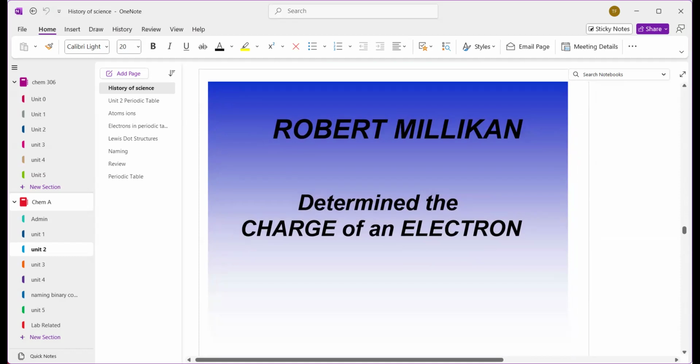All charges have a value. It's called coulombs, and the more coulombs, the bigger the charge. So Millikan determined the charge of the electron. It's a very famous experiment called the oil drop experiment. Basically, he took a drop of oil and suspended it in a vacuum so it didn't go up or down. And he was able to figure out what the charge was based on that experiment. All you need to know, though, is Millikan, charge of electron.